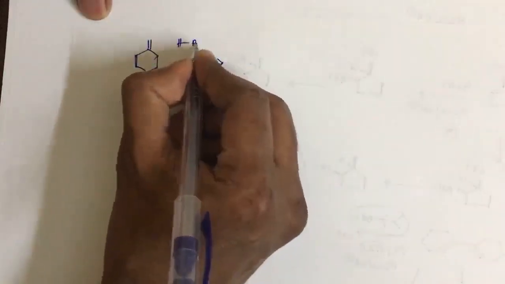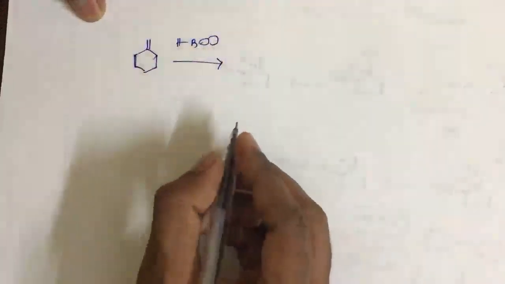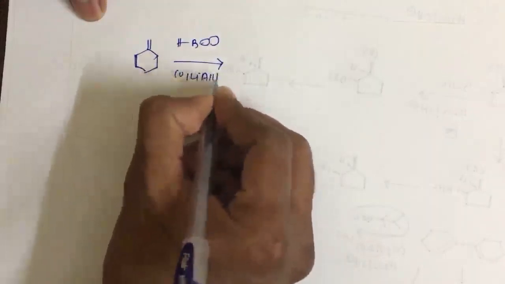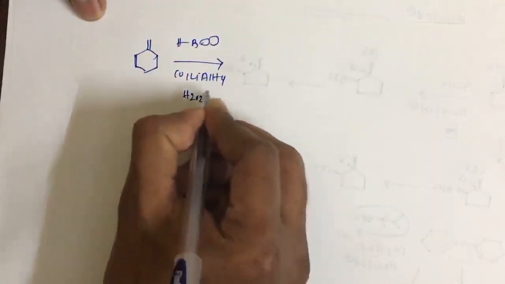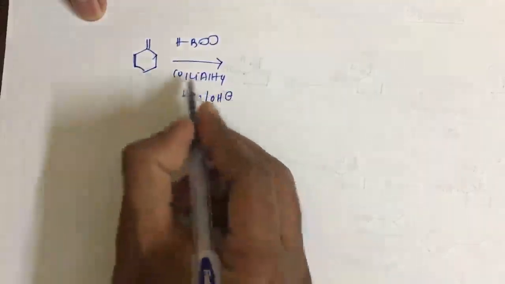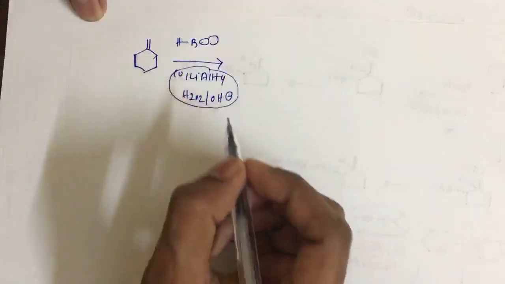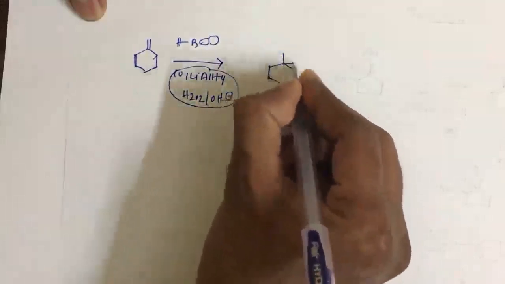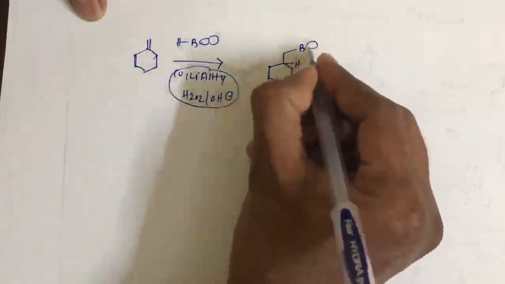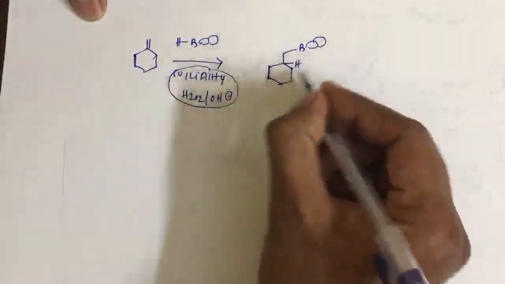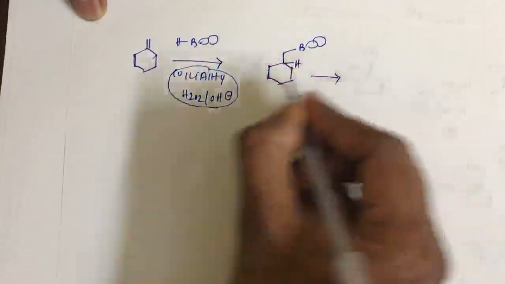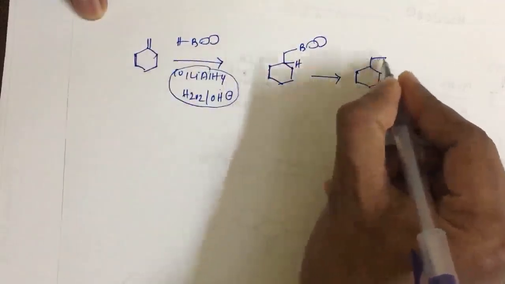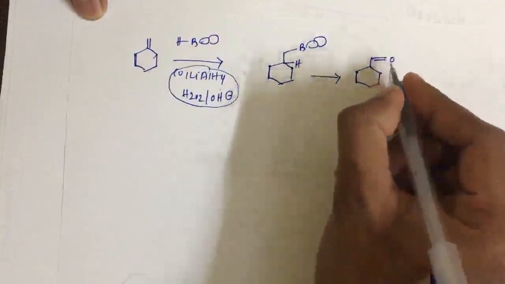We have this 9-BBN. After that we have CO, lithium aluminum hydride, H2O2 and OH minus. So CO with lithium aluminum hydride means the product is an aldehyde. So initially here we'll get hydrogen, and here the 9-BBN boron attacks the less substituted side, and after that we'll get an aldehyde.